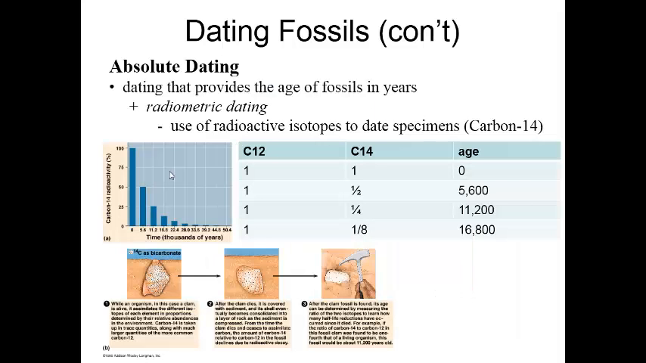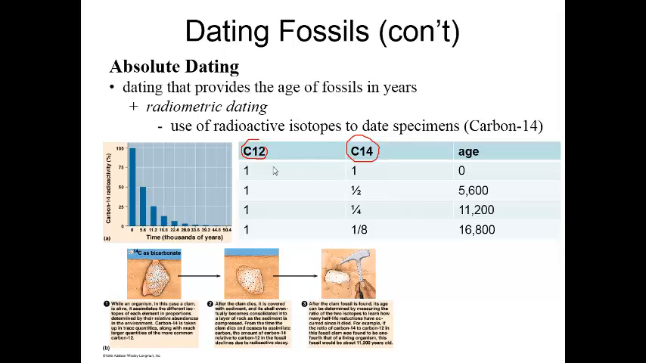We can determine the exact age of a fossil through absolute dating. Absolute dating can also be called radiometric dating. In radiometric dating, we use radioactive isotopes to determine the age of a fossil. The most common type of radiometric dating is carbon dating. Carbon dating utilizes an isotope of carbon. Normal carbon is carbon-12. A radioactive isotope of carbon-12 is carbon-14.